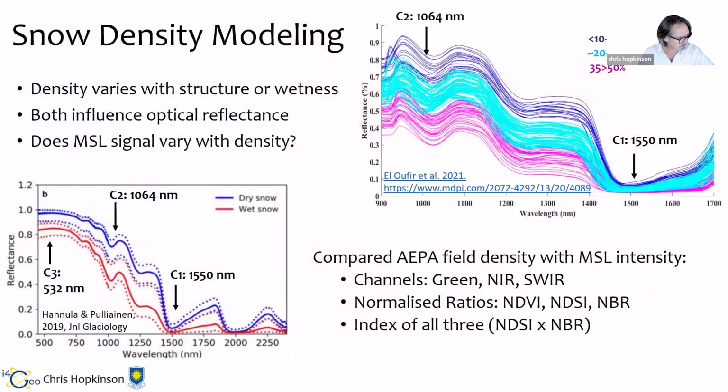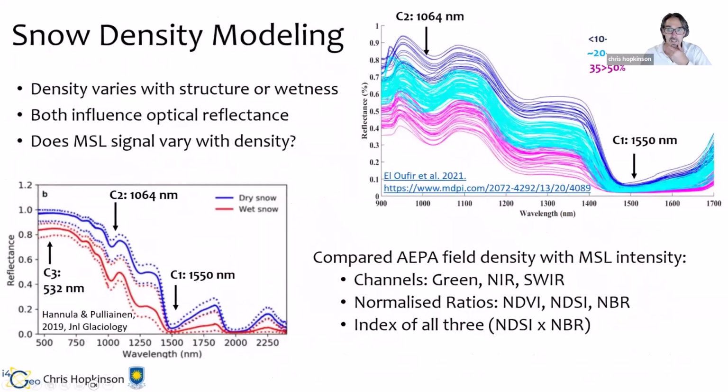Now, finally, I mentioned earlier that we were going to look at density. So again, this is a work in progress. We haven't got too far with that, but there's enough literature out there that proves that various snowpack properties do vary in terms of their optical reflectance. And so here we can see that various structural metrics, which correlate very well with density.